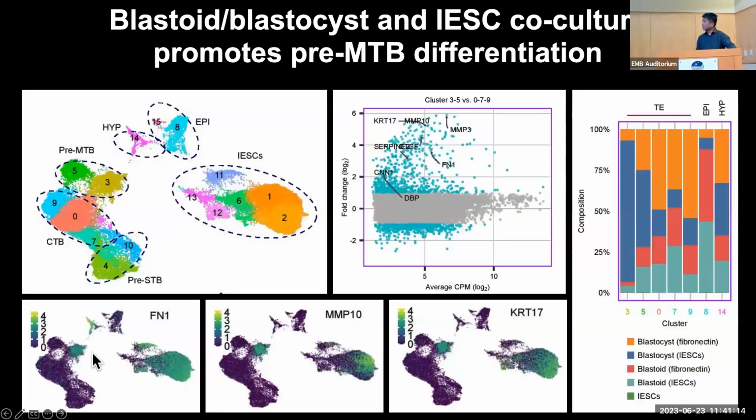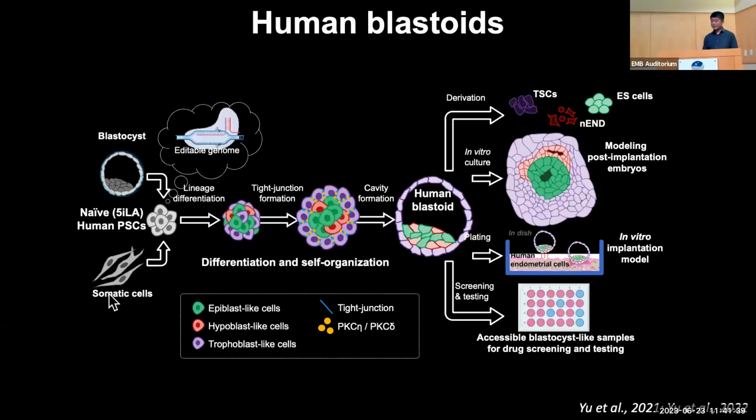So as you can see here, cluster 3 is highly enriched in these genes. These are just a few examples, MMP10, fibronectin 1, and keratin 17. These genes are all enriched in this cluster, providing further evidence that these clusters are similar to this group of cells we call pre-migratory trophoblast cells. So with that, I'd like to conclude the first part on the human blastoid.